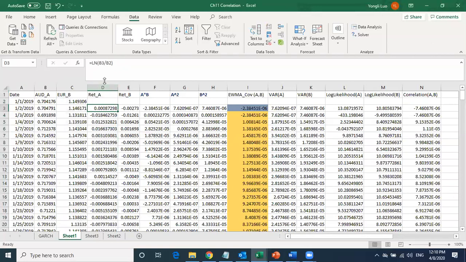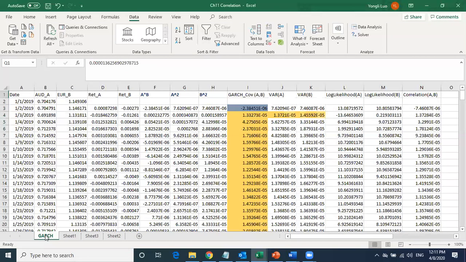And this is the return. You calculate the return for both assets, and you get the product of the returns. And you square the return of A, and then you square the return of asset B.